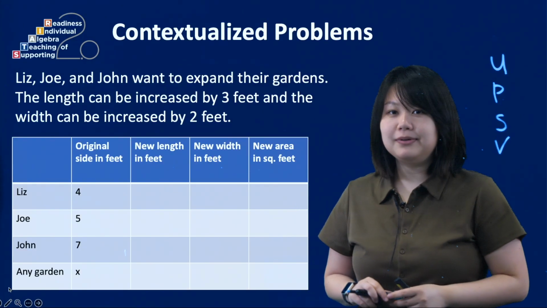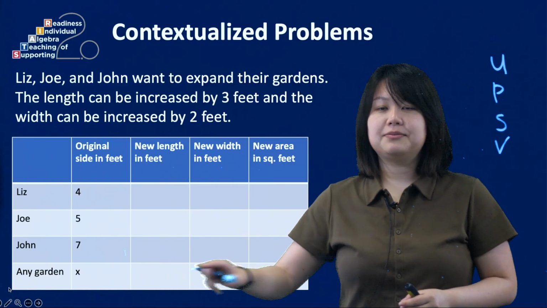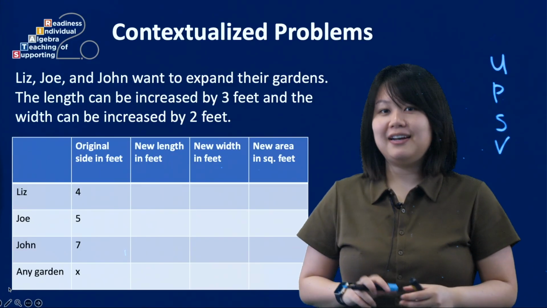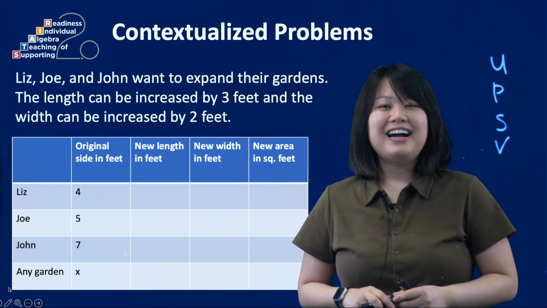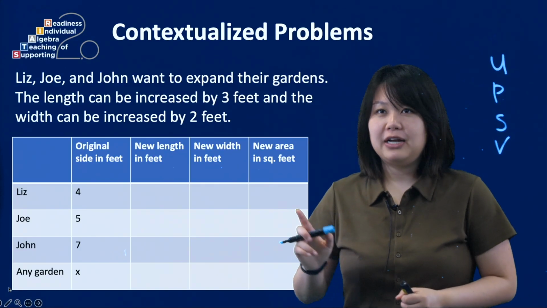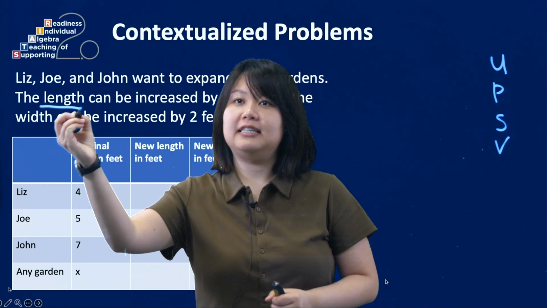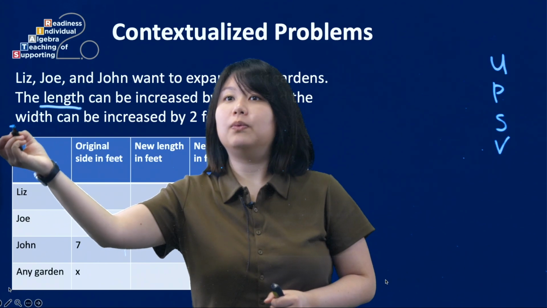So here we have a table of each of these 3 people, and an X stands for any garden, and it looks like we're going to expand every single garden here. So I think I understand the problem, but I'm actually going to underline the word length here because it seems important, as well as width.